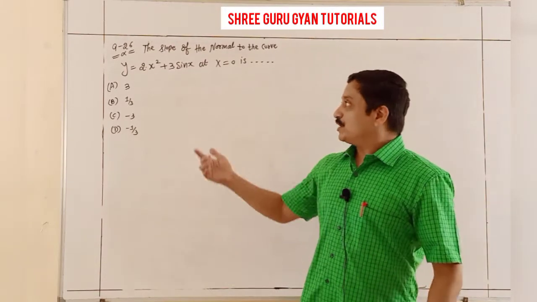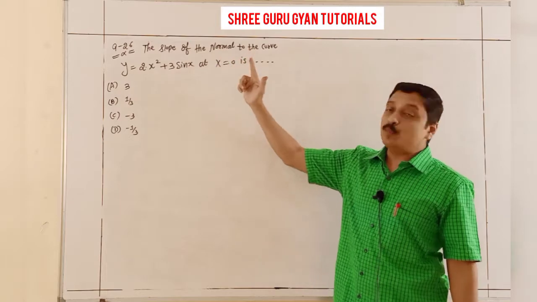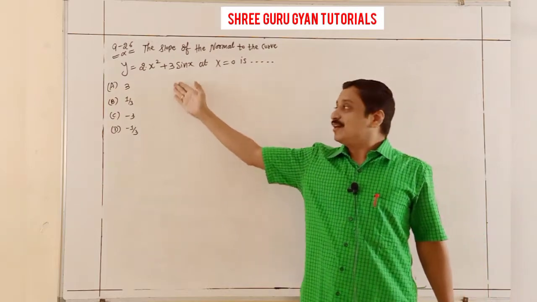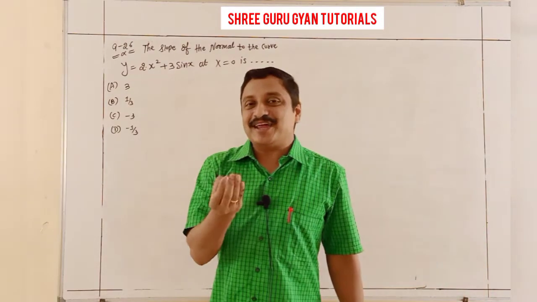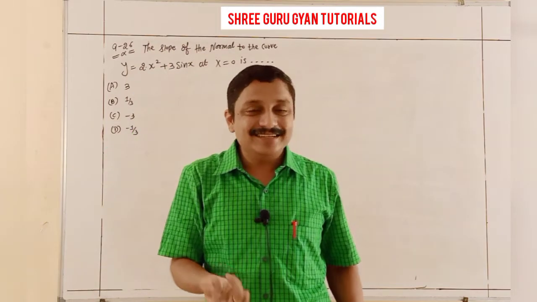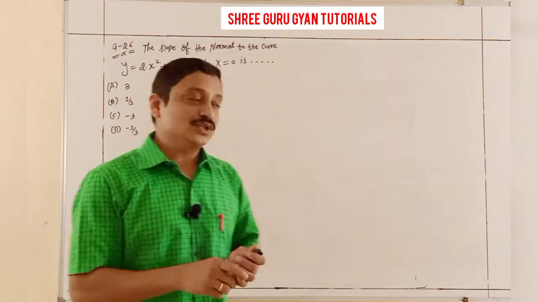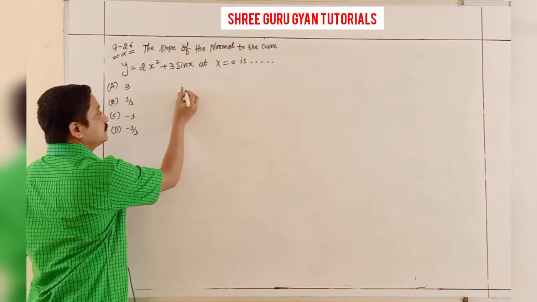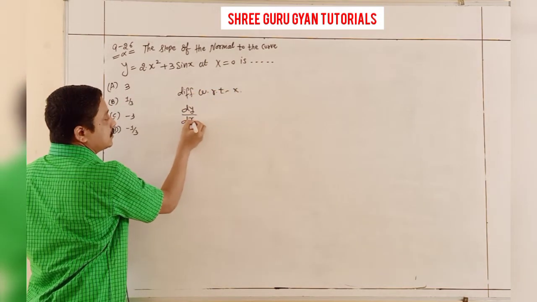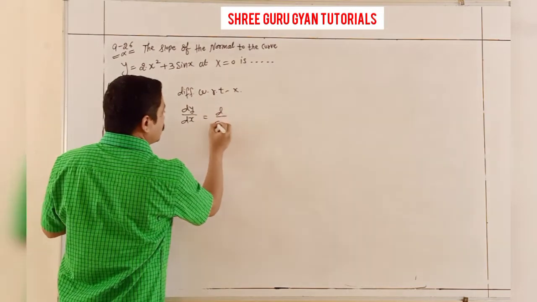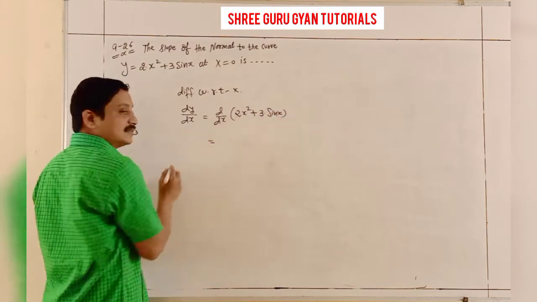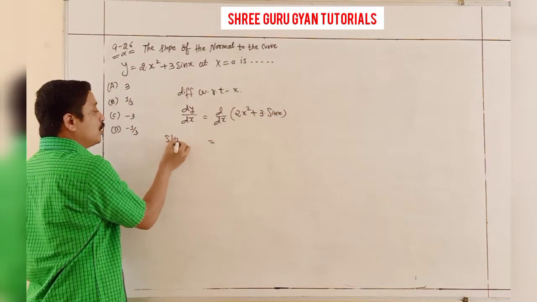Now, students, question number 26. Find the slope of the normal to the given curve at the position x equal to 0, with four options. Students, it's very easy. Slope of normal means I first derive the slope of the tangent, which is perpendicular to the normal. So directly apply differentiation with respect to x. Differentiating d/dx of the curve, 2x squared plus 3 sin x.